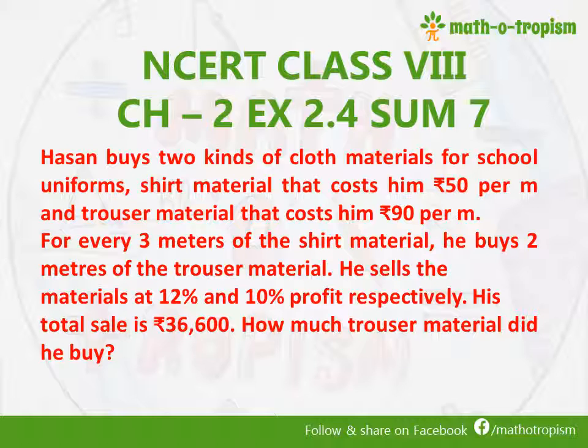So here in this sum we have three things to be considered. We have the material cost, we have the ratio in which the material was bought, and we also have at what selling price the material was sold, including the profit percentage. So this sum has both ratio and proportion coming into the picture. We also have profit and loss coming into the picture. Let us see how to do this sum.